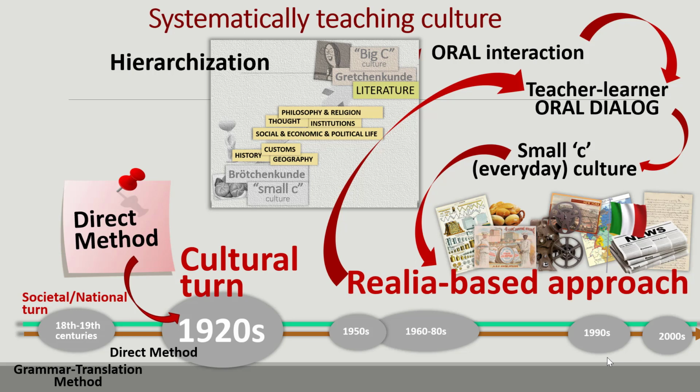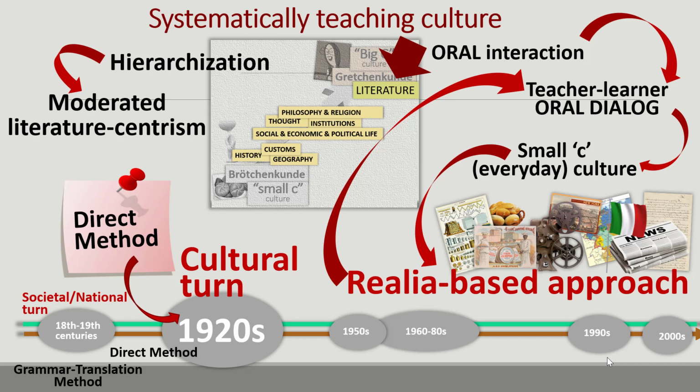Their hierarchization contributed to the establishment of a moderate literature centrism. On the one hand, literature was viewed as only one part of the multiple facets of culture. On the other hand, being placed at the top of the hierarchy, literature was considered in some way as a final goal of learning languages.